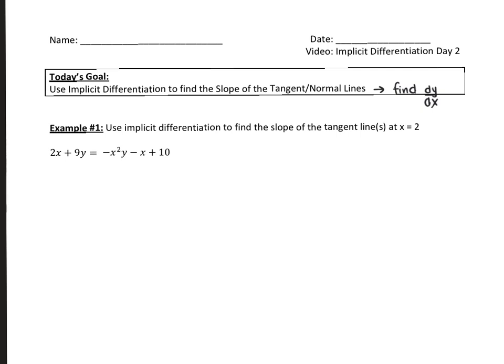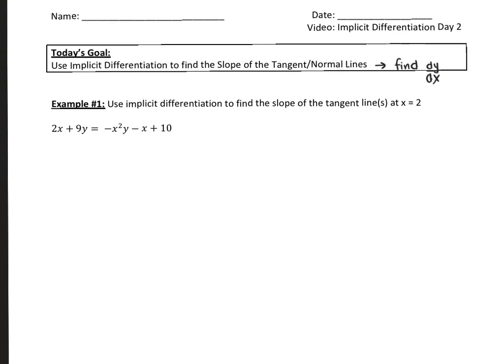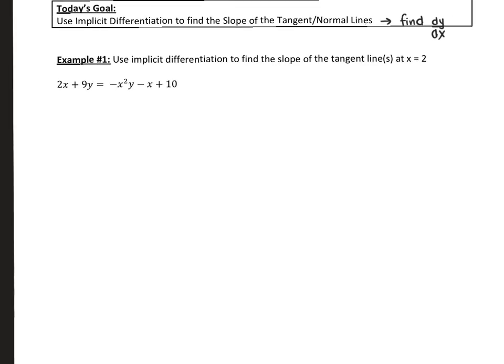So let's go over implicit differentiation one more time. We're going to take the derivative of each of the pieces, and then we're going to make sure that if we have the derivative of y, we write dy dx. So the derivative of 2x is nothing other than 2. The derivative of 9y is nothing other than 9, but since we took the derivative of y, we need to multiply this by dy dx.